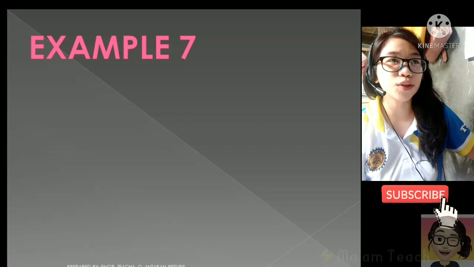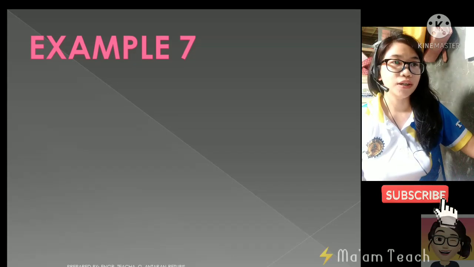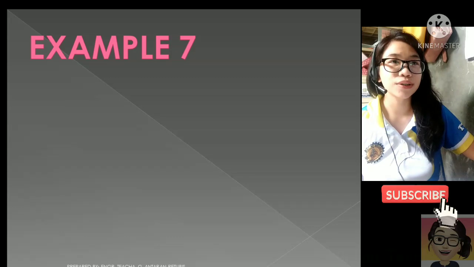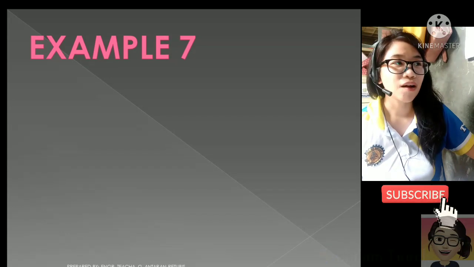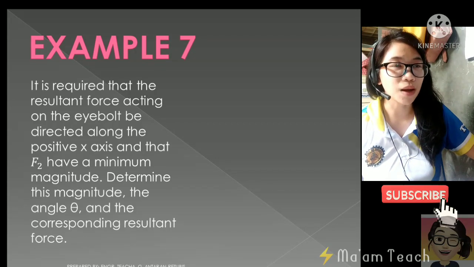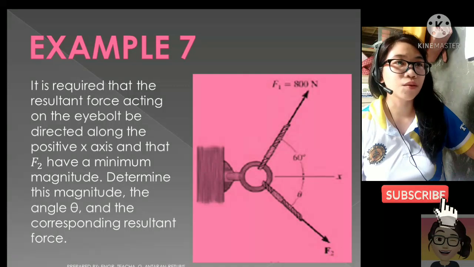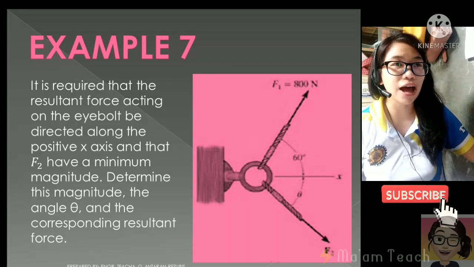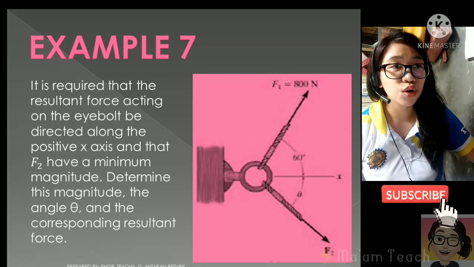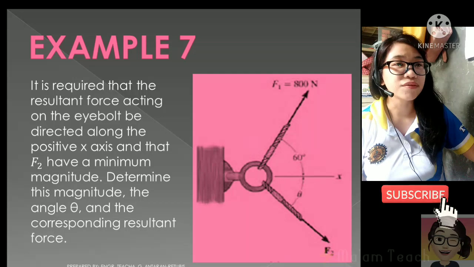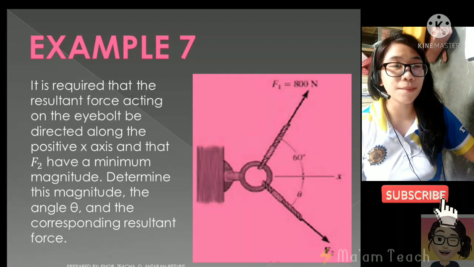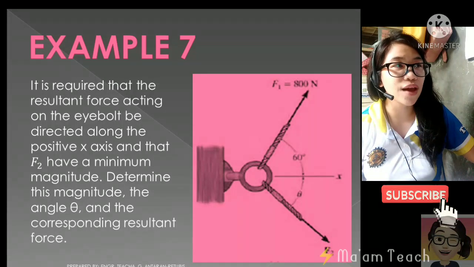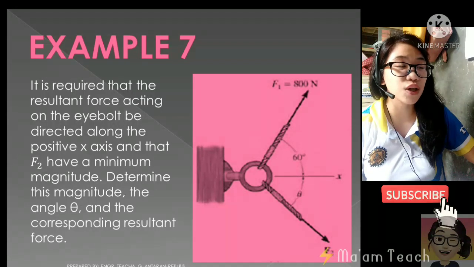Let us have here example number 7. Okay, so for our example number 7, we have this problem, and we have the diagram. In this eye bolt, we are to determine the value of the f sub 2, where the f sub 2 should have a minimum magnitude, and we are also asked for the corresponding resultant force, which means we have to add the f sub 1 and the f sub 2.